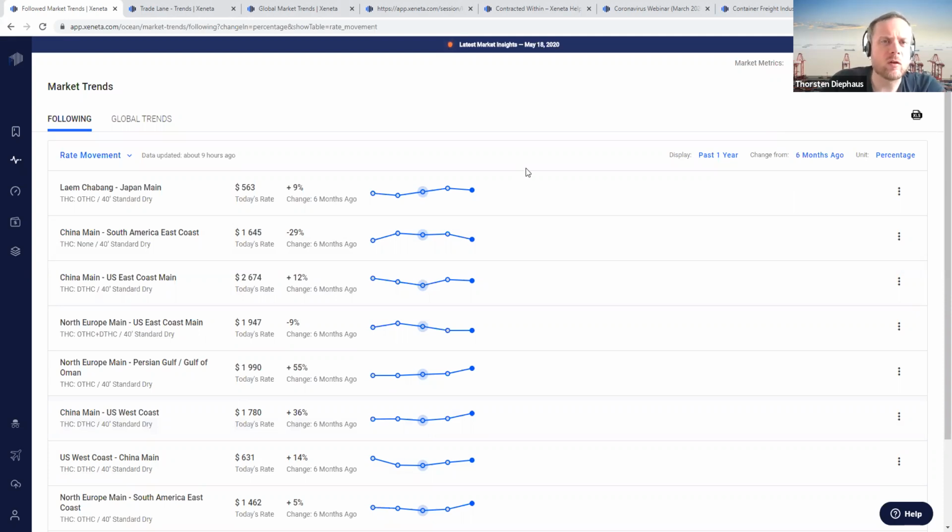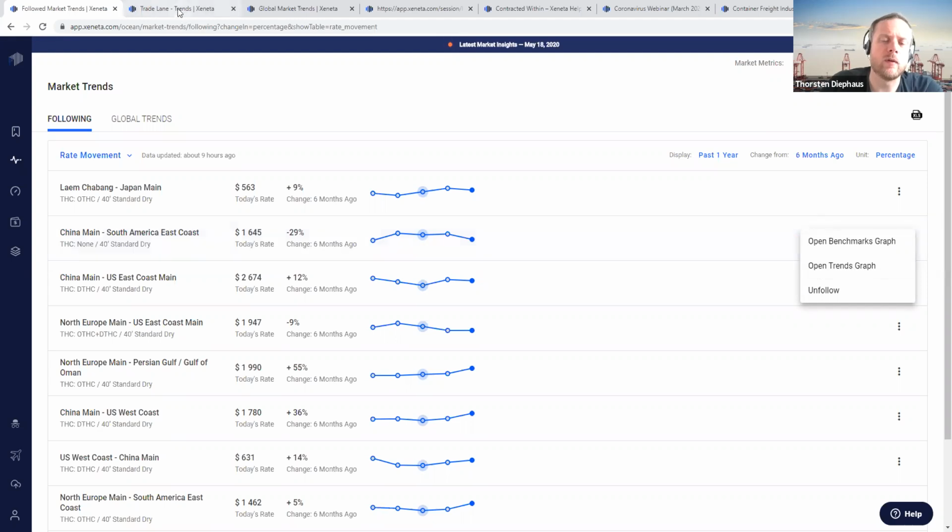Yeah, and just to come back to one trade which we already discussed, and this is also quite interesting. Look, we mentioned China main to South America East Coast earlier, where we have seen a strong increase in the last weeks. And as I've just shown you, last week there was a sharp drop on the market low. Compared to 6 months ago, this is 30% below the price levels at that time as well. With this kind of view, you can jump straight to our trends view or the benchmark views.